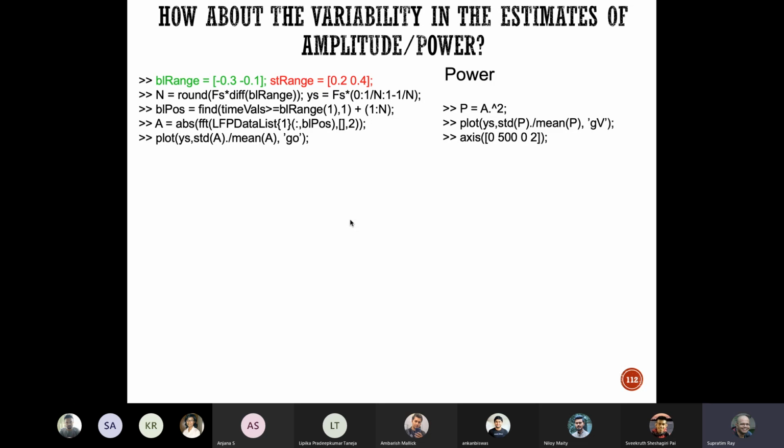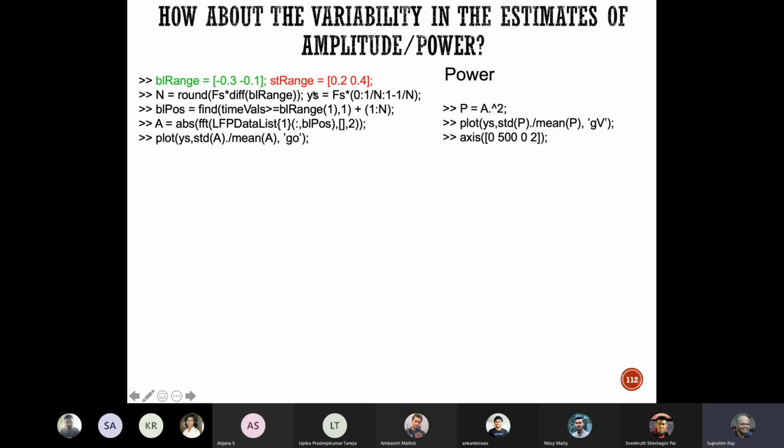Turns out that this estimate is very noisy. Okay, so the estimate of the amplitude, or the power for that matter, which is obtained by squaring the amplitude, is very variable. So what do I mean by that? Let me just show you a few MATLAB commands.